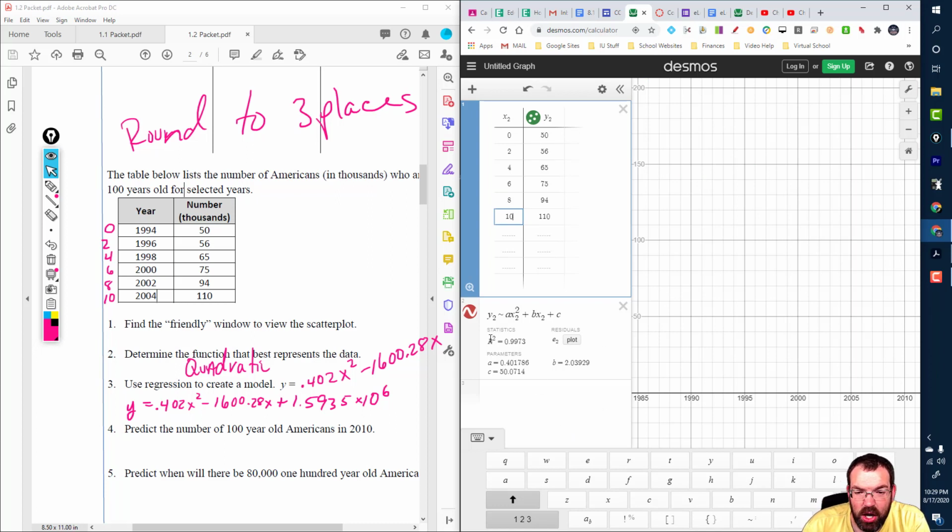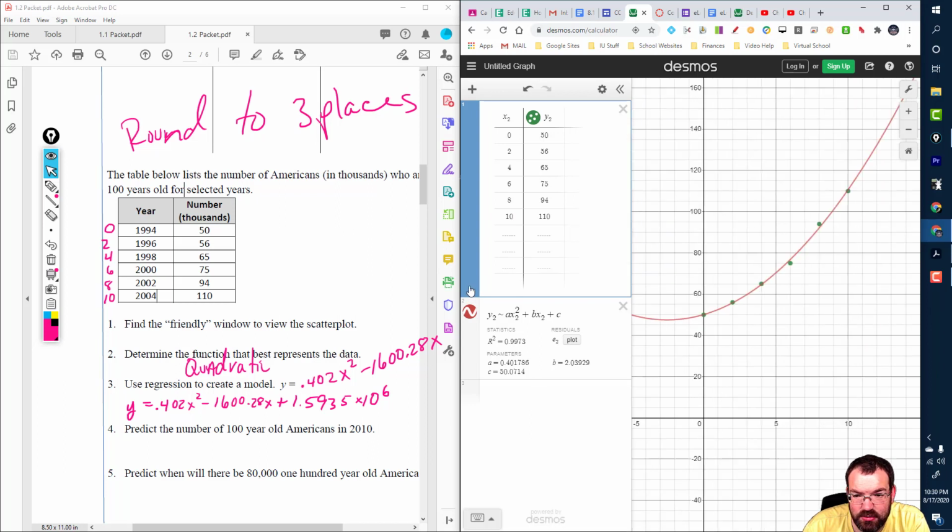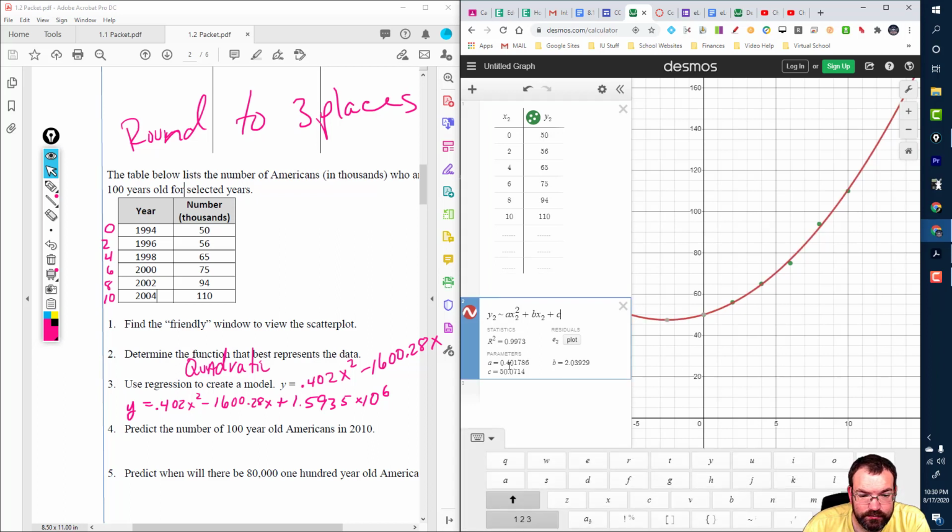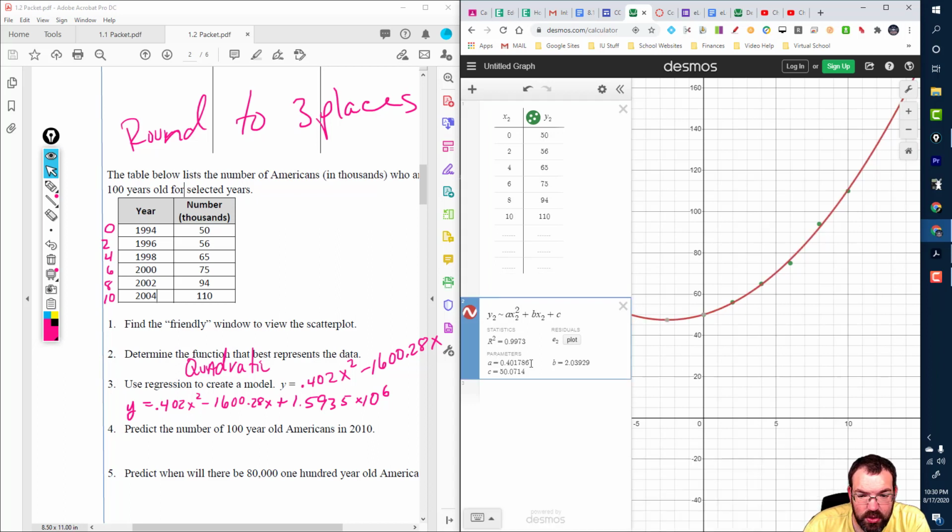Now, my r squared stayed the same. I'm going to hit the magnifying glass, and now I get my data. My r squared stayed the same. My a value stayed the same. My b value changed now. It's really small. And my c value is such a small number now that I can calculate it a lot better. So I am going to do that.